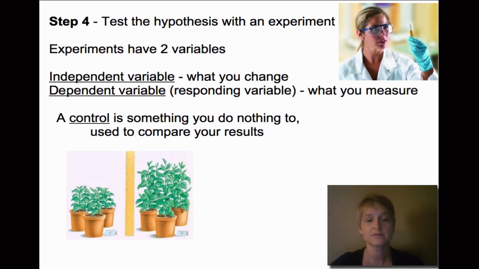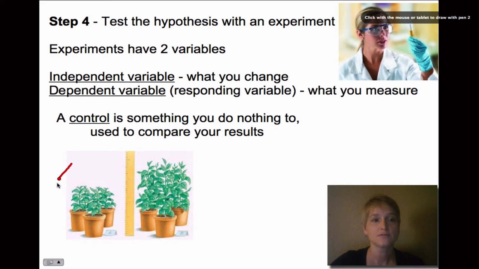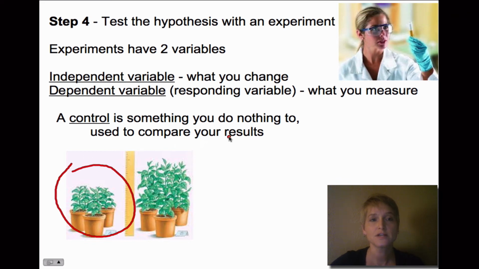And a classic experiment that's often referred to is the plant with fertilizer or without fertilizer. So this plant was not provided fertilizer, and this one was provided fertilizer. So this would be our control. This is the one that we didn't do anything to, okay? Our independent variable would be fertilizer or no fertilizer, and our dependent variable is how does the plant respond to that? So we would measure the growth of the plant over time.